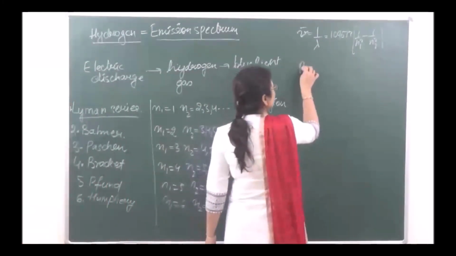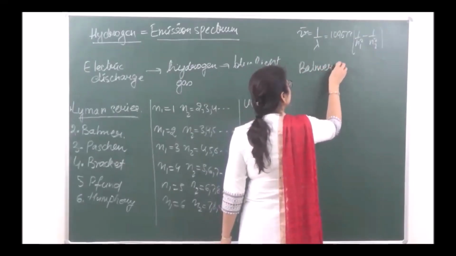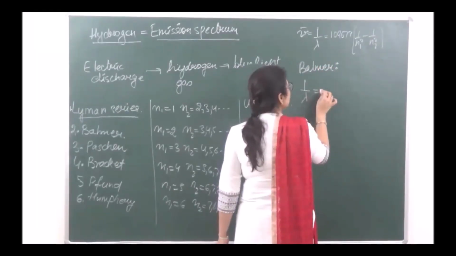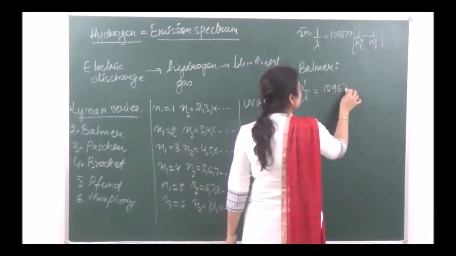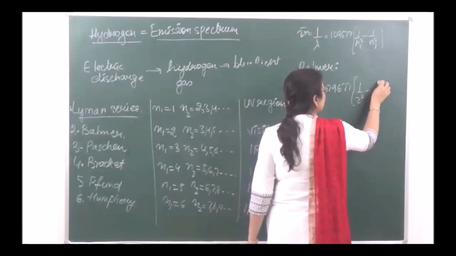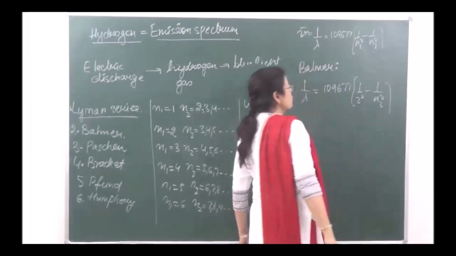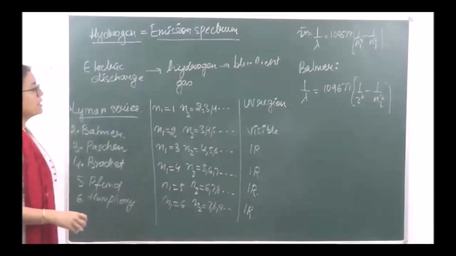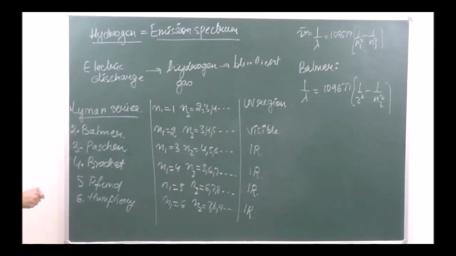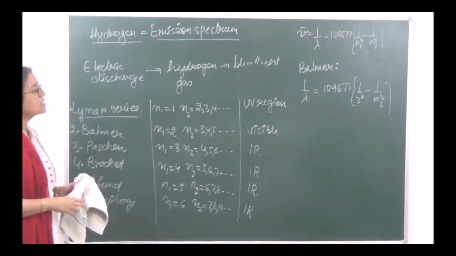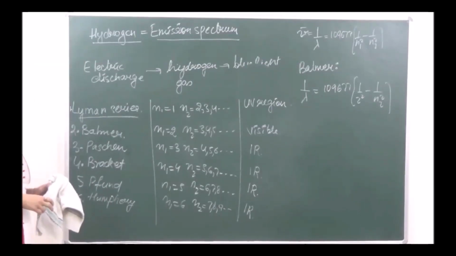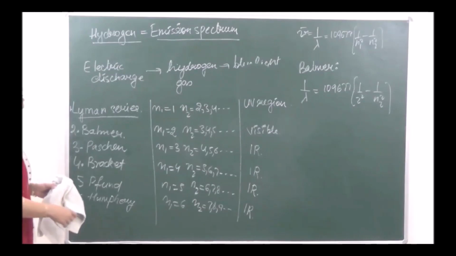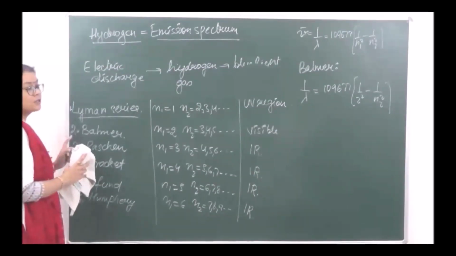For Balmer series specifically, 1 upon lambda is equal to 109677 into 1 upon 2 square minus 1 upon n2 square, because for Balmer the value of n1 is equal to 2, right? So there were various transitions given. One thing which you have to remember over here is the first 4 transitions of the Balmer series, so that it is easier for you. Right? So let's see the first 4 transitions of Balmer series.